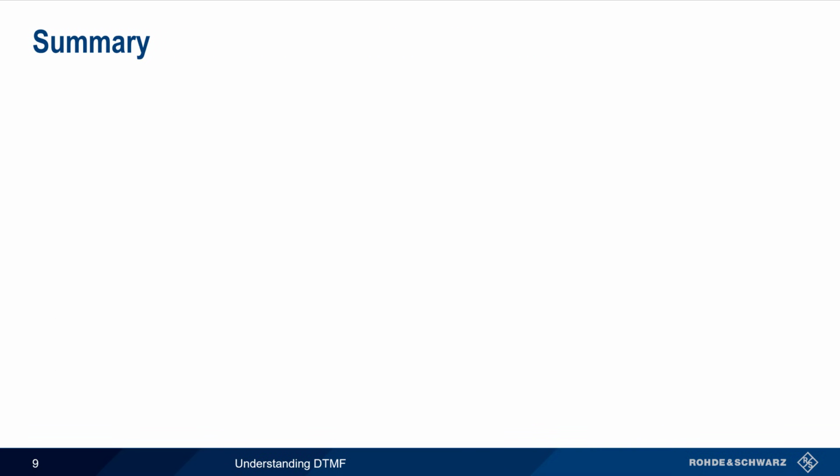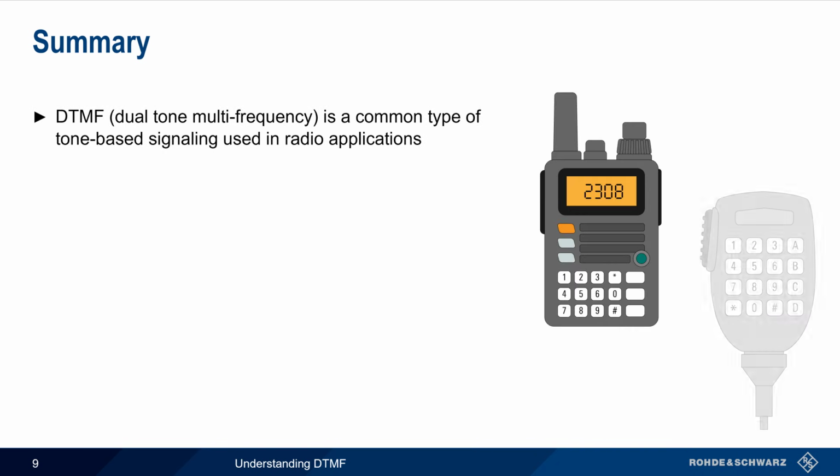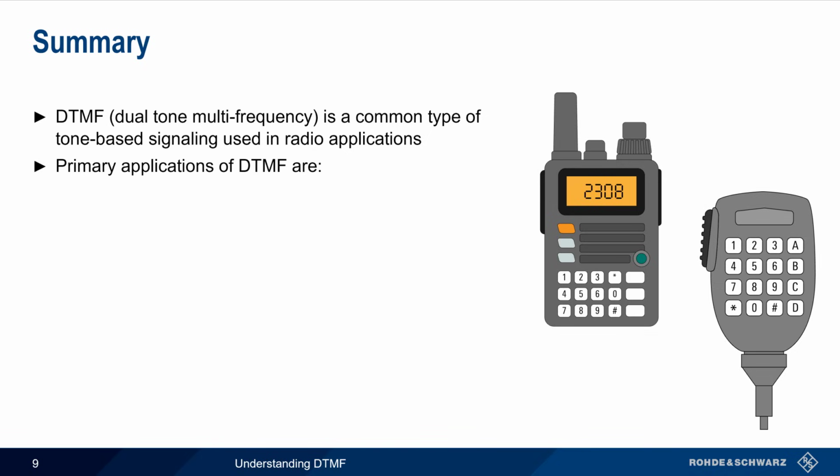Let's end with a brief summary. DTMF stands for dual-tone multifrequency and is a very common type of tone-based signaling used in two-way radio applications. There are three primary application areas for DTMF. The first and most common of these is selective calling, which enables radios to receive or break squelch only upon reception of a defined series of DTMF digits.